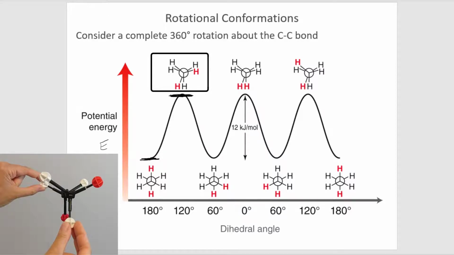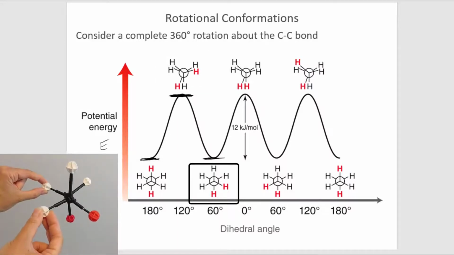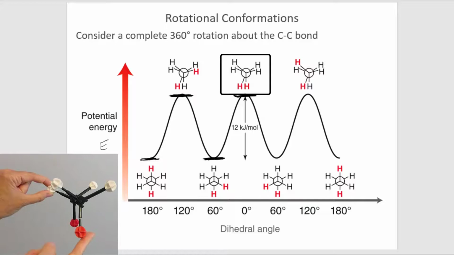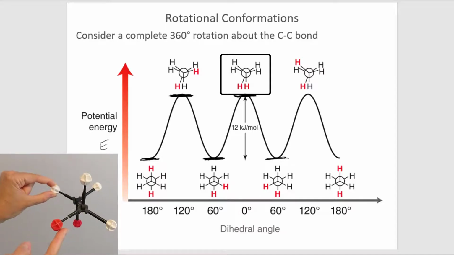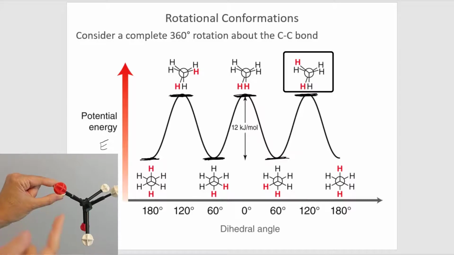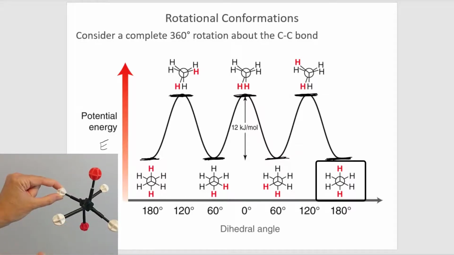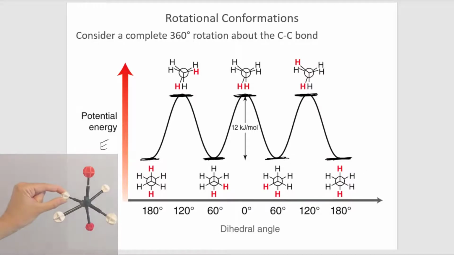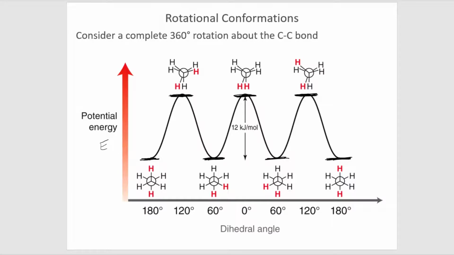Right? I've only turned 60 degrees, and then I turn another 60 degrees and I'm back to a staggered conformation, lower in energy. Back to an eclipsed energy, higher energy. Back to a staggered. Back to an eclipsed. Back to the staggered, the original staggered I'd started with. So I'm changing the dihedral angle and it's alternating between staggered and eclipsed, but all the atoms are the same. They're all hydrogens. So I get equal ups and downs. There's a difference of 12 kilojoules per mole between the eclipsed and the staggered. That's pretty big.